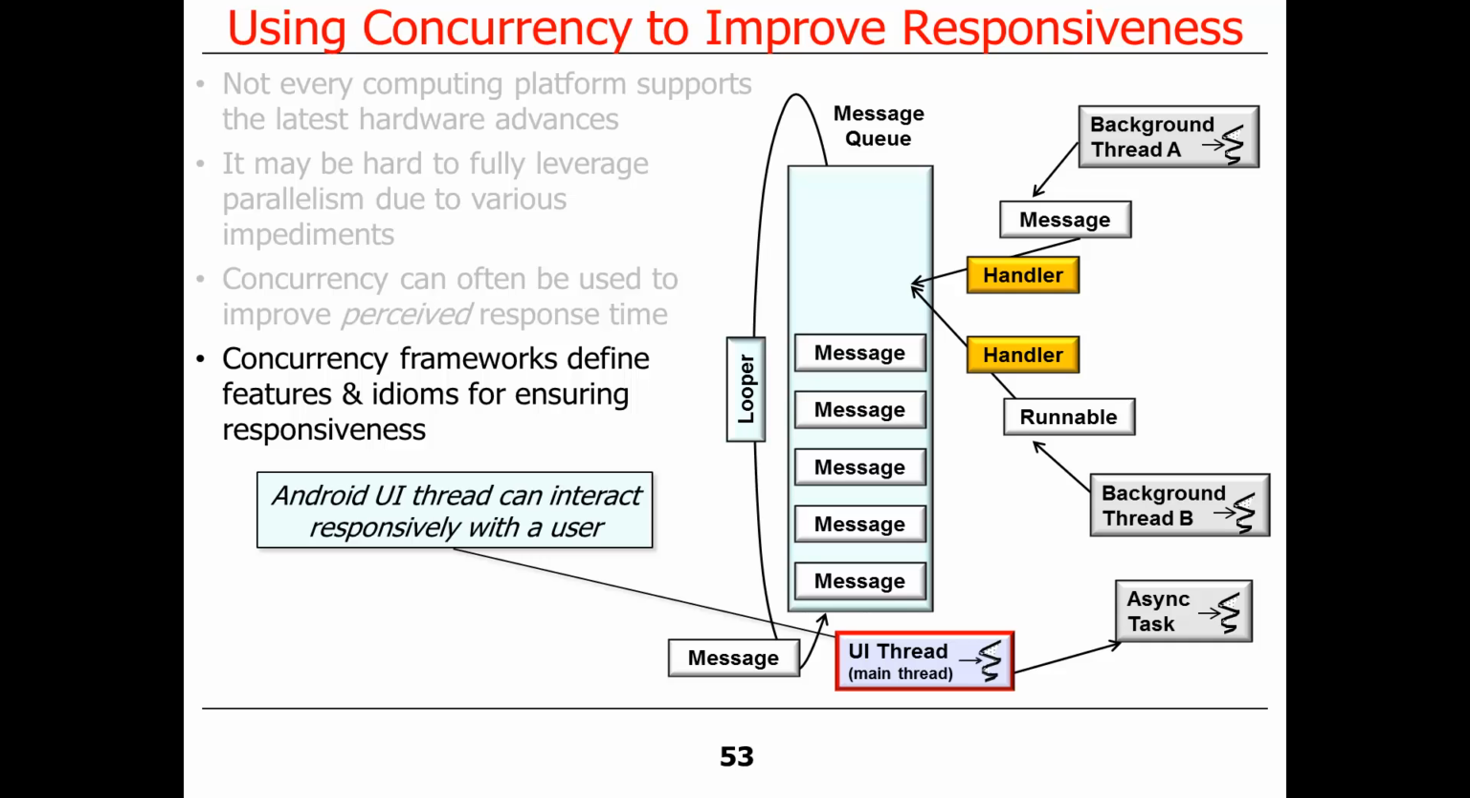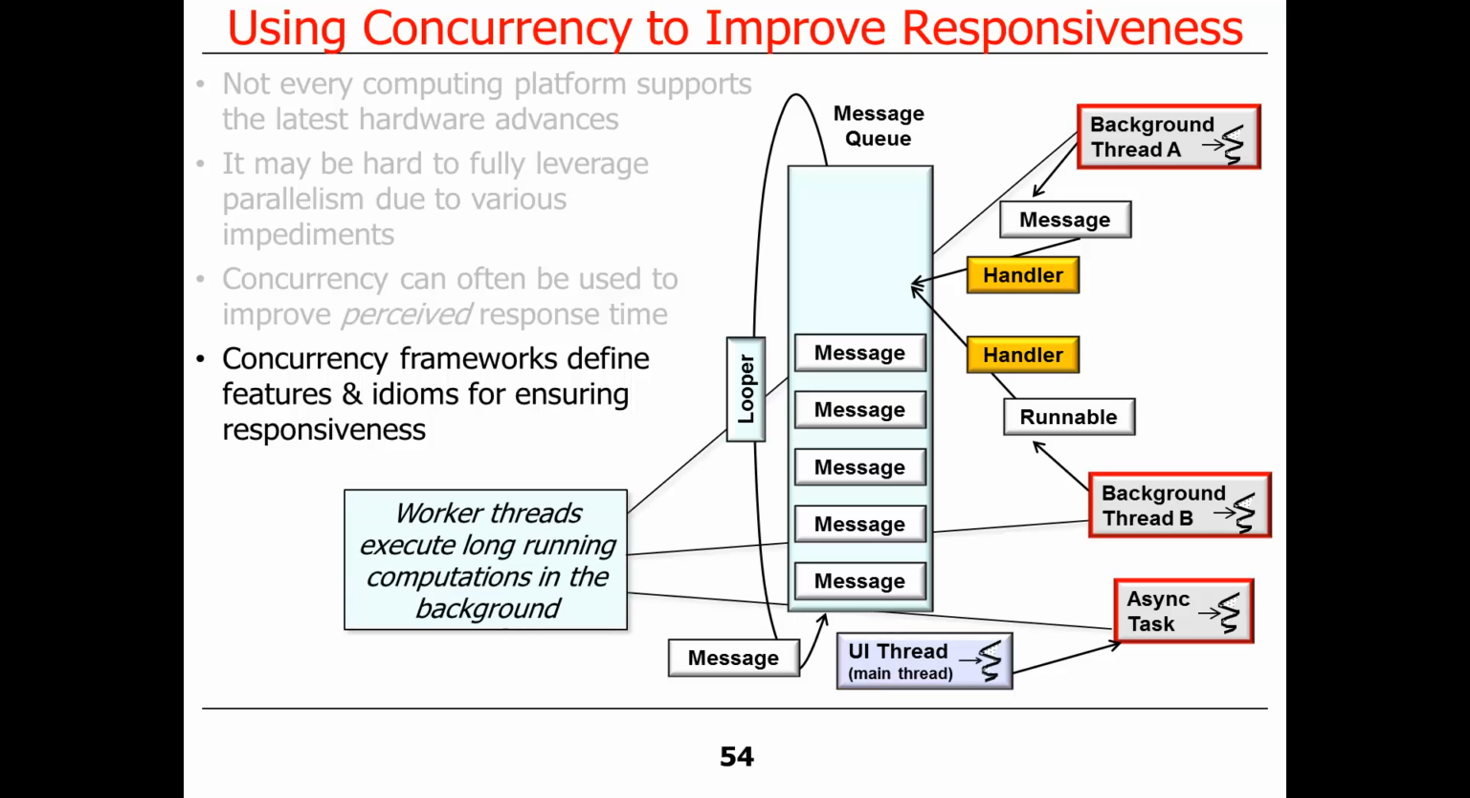So the Android UI thread can interact responsively with a user while other threads in the background, or async tasks, which ultimately use threads, can be doing longer running computations and communication in background threads. And that, of course, is exactly what you need to have in assignment number 3 for your download image activity. The download image activity that you're going to write is going to need to have something going on in the background, because if it doesn't, it'll be running in the same thread that the UI thread is in, and when you try to download the file, you'll get some weird error, and you'll be like, what the heck happened?